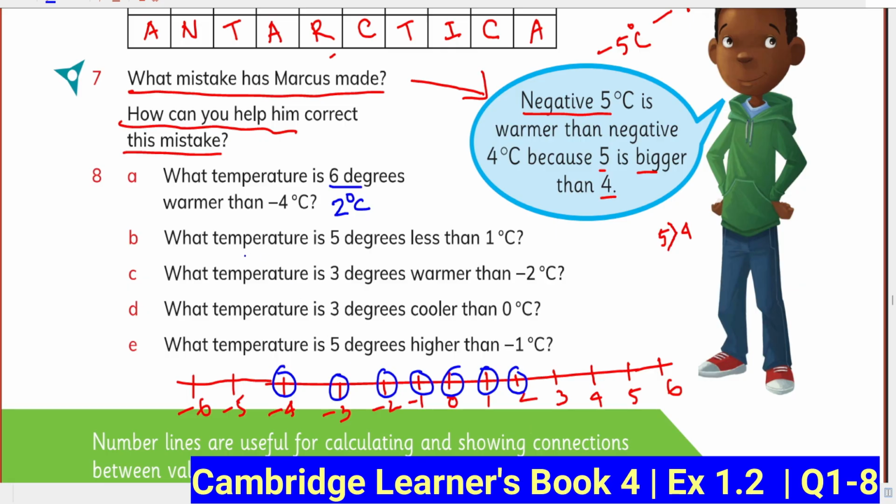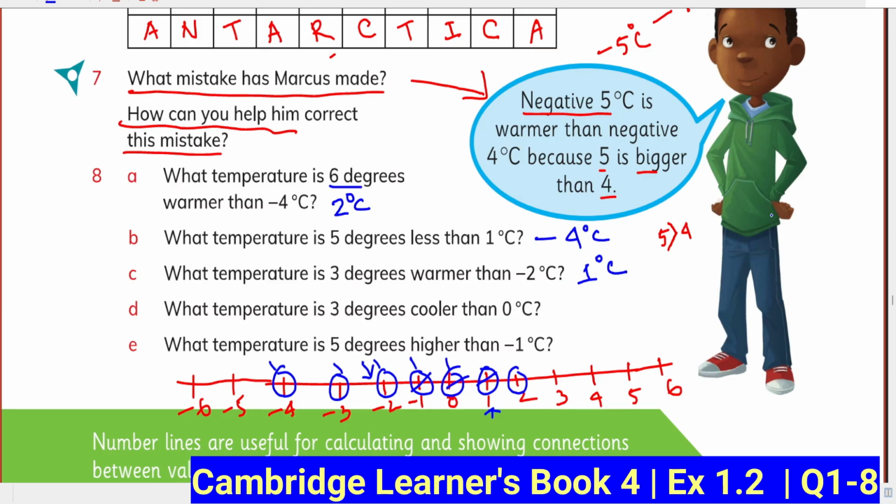Okay, what temperature is 5 degrees less than 1? Look, this is 1 and 5 degrees less, it means 1, 2, 3, 4, 5. It means here is minus 4 degrees Celsius. 3 degrees warmer than minus 2. So this one is minus 2 and 3, it's 1, 2, 3, it means here is 1 degree Celsius.